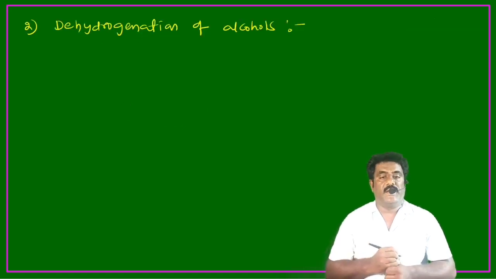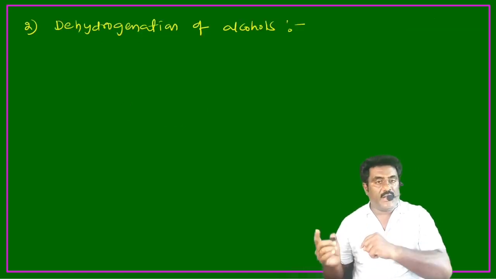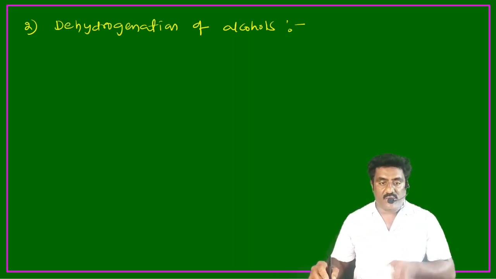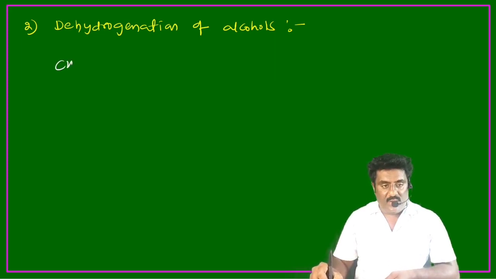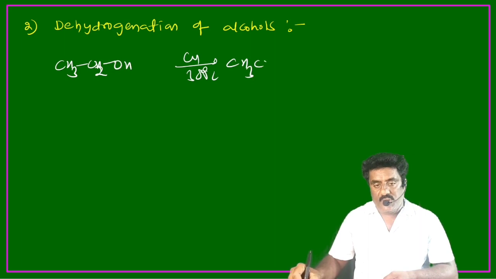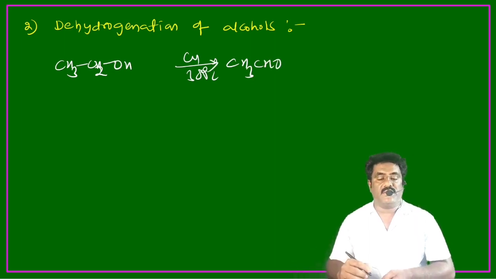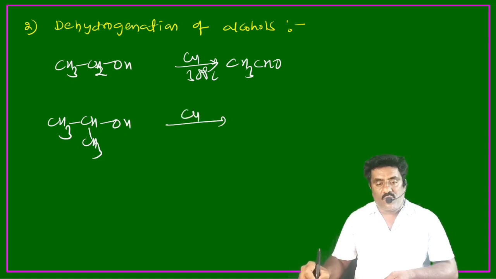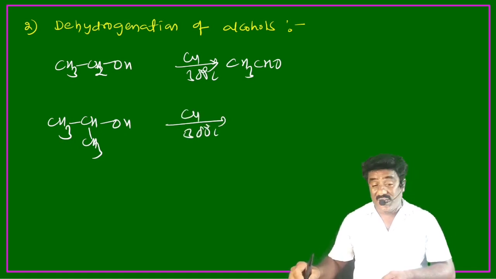Now, the second method is dehydration of alcohols. Dehydration, removal of water from alcohol. What is the reagent? The reagent is copper at 300 degrees Celsius. Primary alcohol in presence of copper at 300 degrees Celsius gives aldehyde, acetaldehyde, CH3CHO. Now secondary alcohol in presence of copper at 300 degrees Celsius gives acetone.